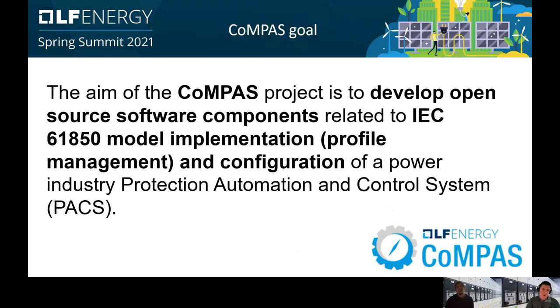So the goal of CoMPAS is to build open source software with components for 61850 model implementation, including profile management and configurations, and it's specifically designed for protection, automation, and control systems. So the current focus is around substations, but 61850 is also used outside the substation, and therefore CoMPAS can be used for that as well in the future. By making it open source, we'd like to develop faster, and by collaborating, we think we can improve the system continuously.